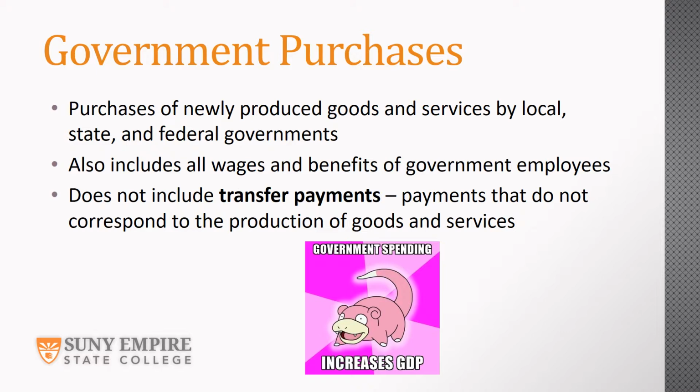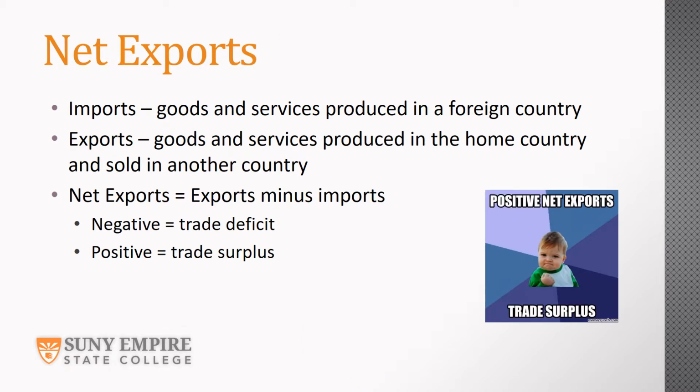In the United States, things like welfare payments, Social Security, and Medicare do not factor into the gross domestic product, even though they represent the majority of the cost of the federal budget. The final component of the gross domestic product is the net exports.